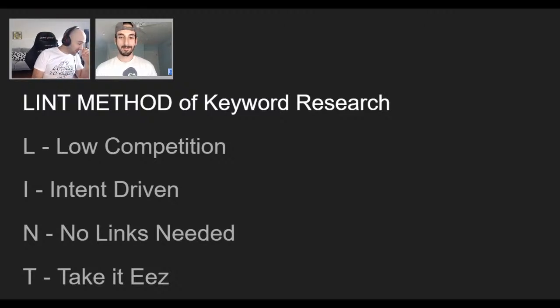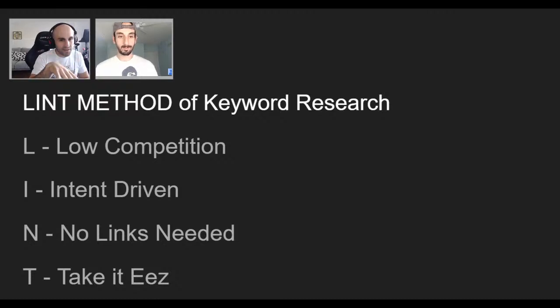When we start a new site, we're looking for keywords that are very, very low competition. Now, how do you find keywords that are low competition? Very simple. Google tells you. You just use the autocomplete and find stuff that no one is going for. But if you want to truly go from $0 to $1,000 a month quickly, probably the most important part of the Lint method is the intent driven.